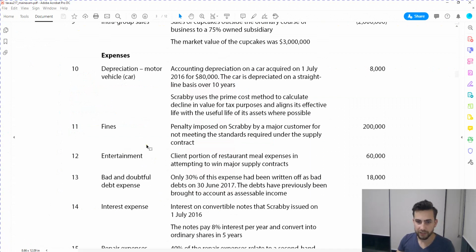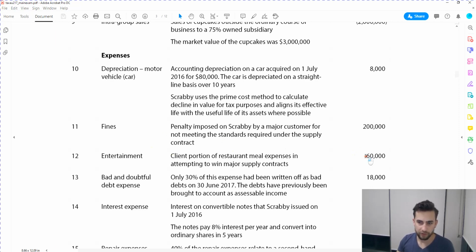Okay, next question is entertainment. So whenever you see entertainment, your first thought should be FBT, okay? Because, as we'll see in a second, when we look up FBT, you're only allowed a deduction for entertainment expenses that you've paid FBT on. Otherwise, you don't get a deduction.